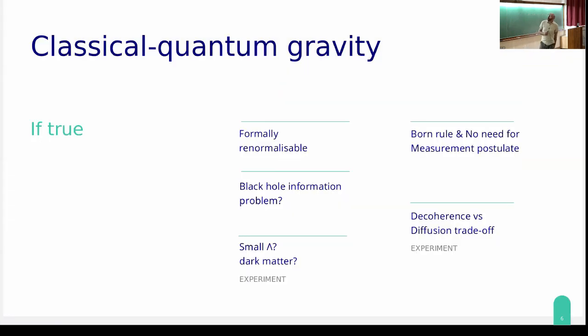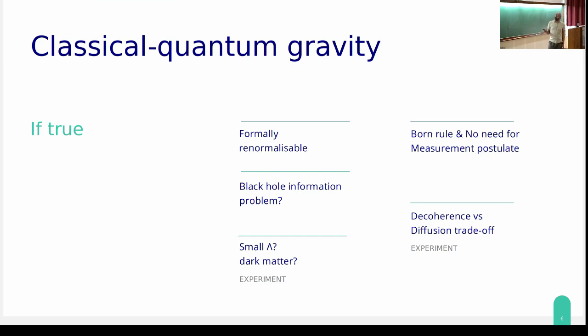Okay, so, huge if true. If it was true that we should treat space-time as fundamentally classical, then I think there's a number of nice implications which follow. So one is, as I said, it's formally renormalizable. The black hole information problem: information gets destroyed in this theory, so I will not be kept awake at night wondering about state dependence because information just gets destroyed.